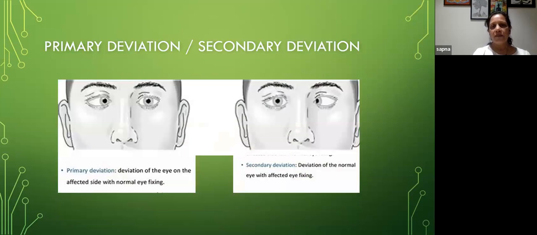Now, what is primary deviation and secondary deviation? In a comitant squint, both are equal. So we cannot make out what's a primary deviation and a secondary deviation. But otherwise, in a paralytic squint, the normal eye is the fixing eye. Then the deviation that we see in the other eye is the primary deviation. And when we fixate with the paralytic eye or the deviating eye, the deviation that we calculate is the secondary deviation.